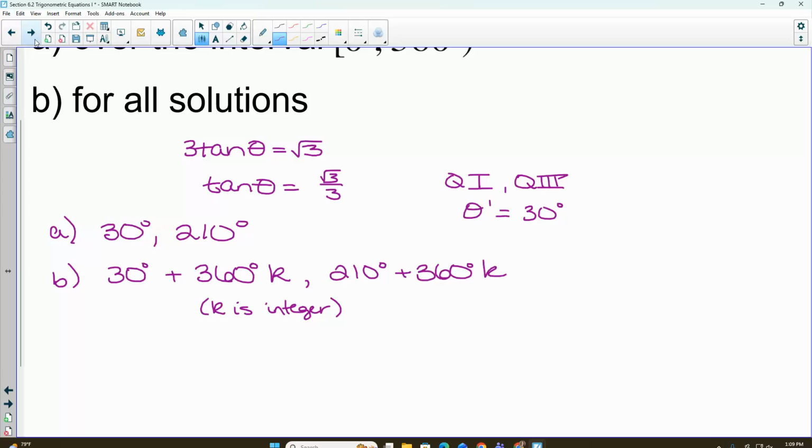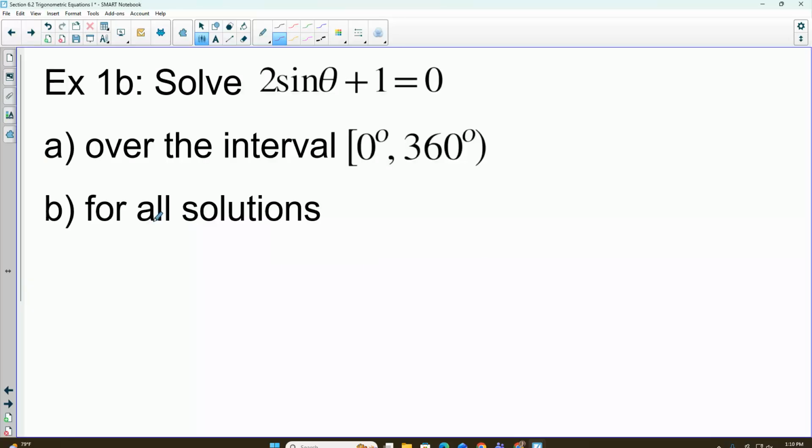Let's do another one. I'd like to do 3 examples and I'll be probably done for today. All right, what would I do to solve this one? Divide by 2, so sine is -1/2. Okay, it's not sine inverse, so regular sine.